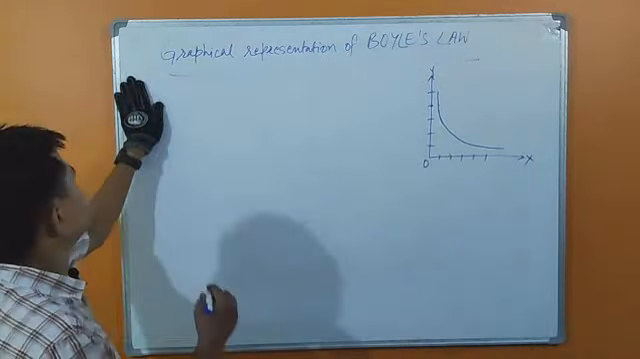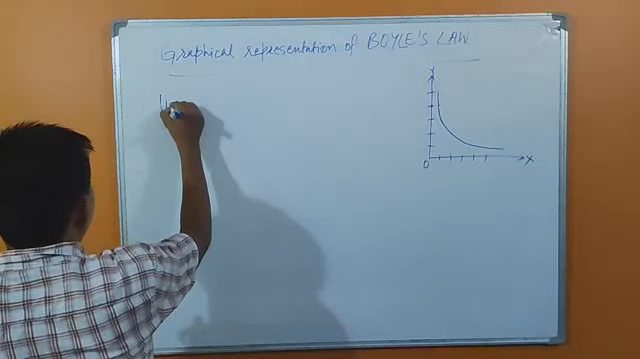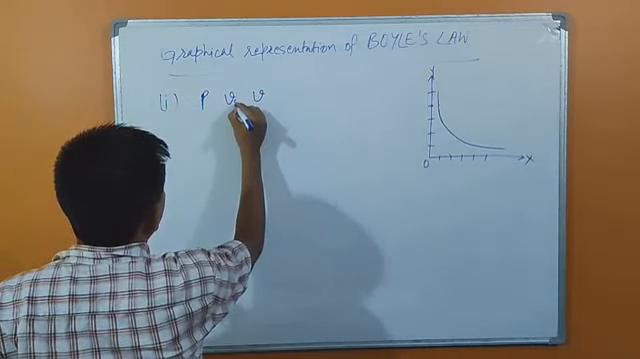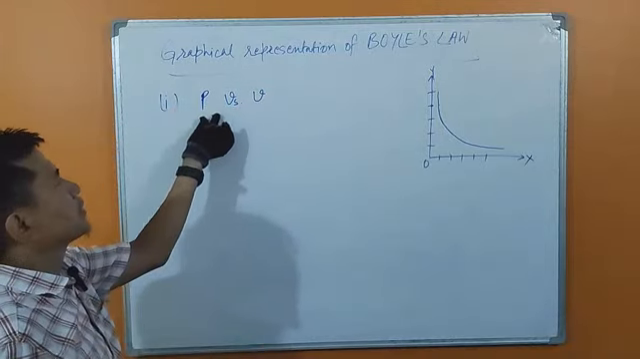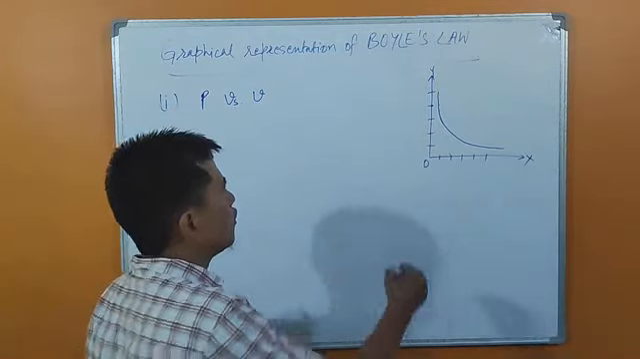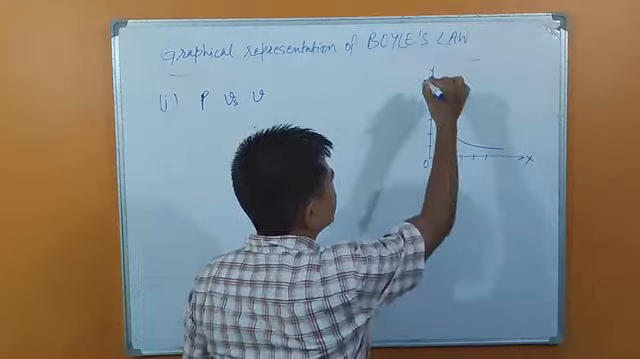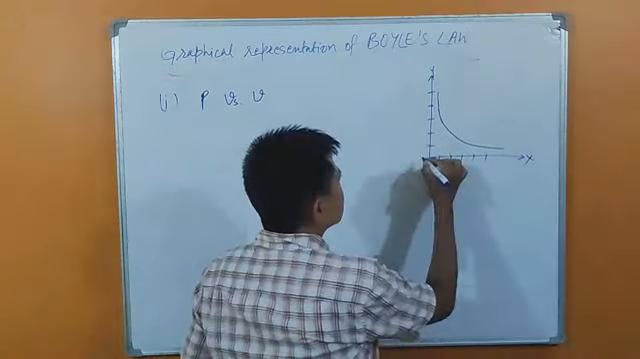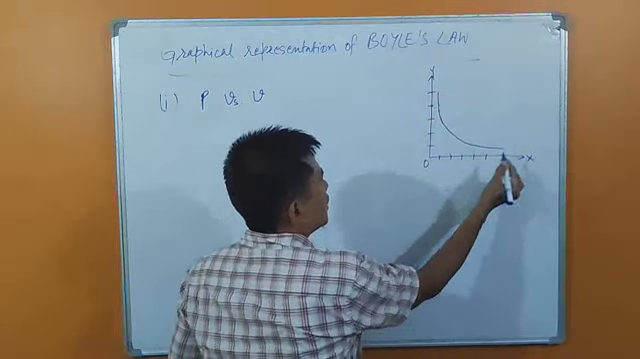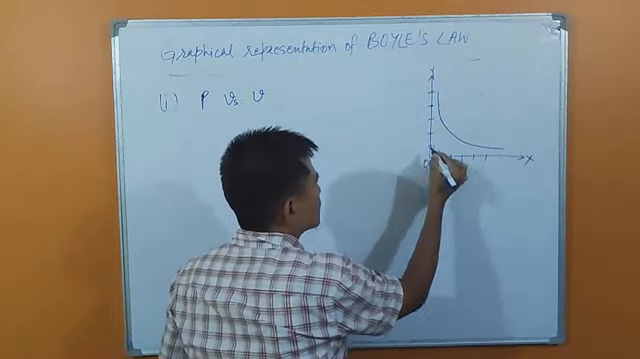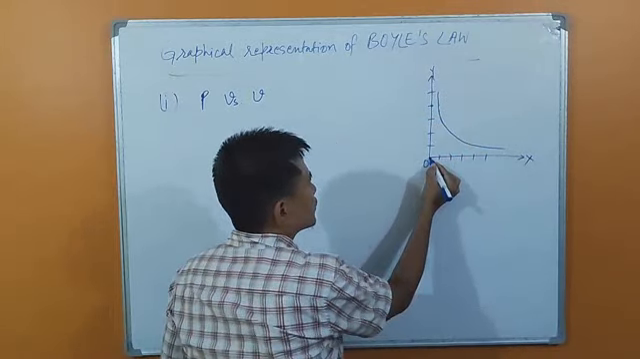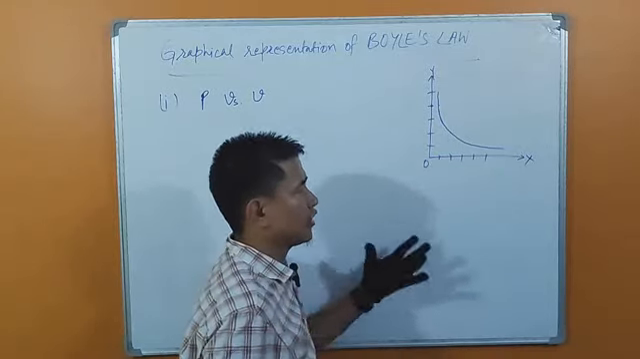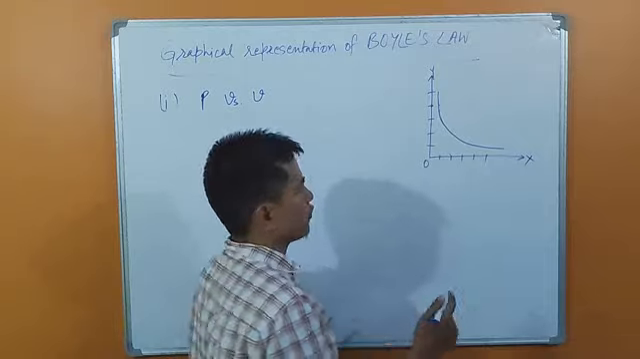Number one, P versus V. P versus V means pressure versus volume. I have already drawn the graph to save time. This is the x-axis and this is the y-axis. The x-axis and y-axis meet at this point, called the point of intersection, and here the value of x and the value of y both become 0.